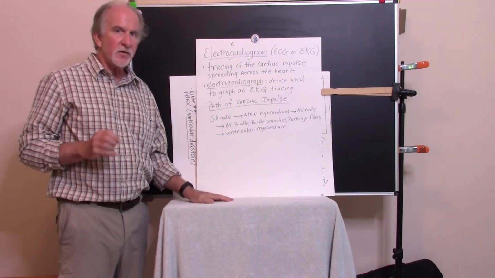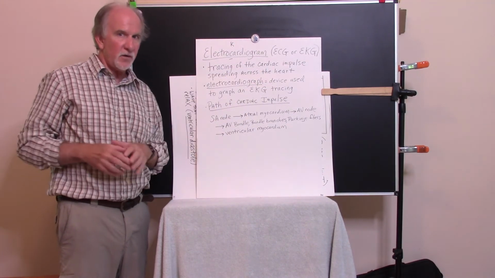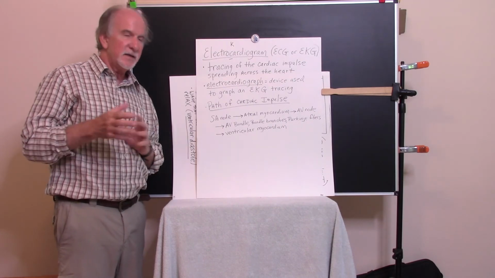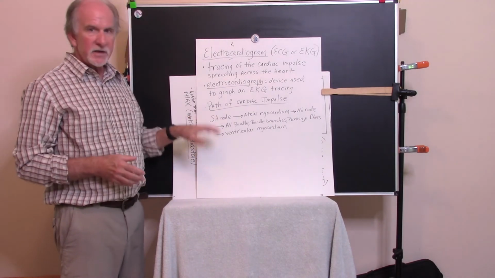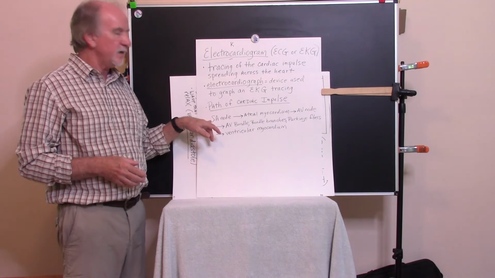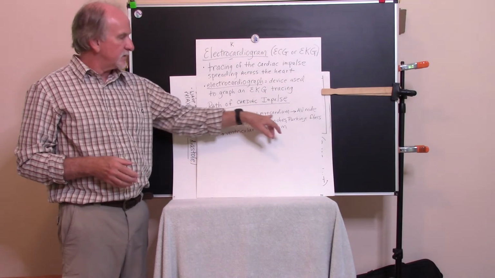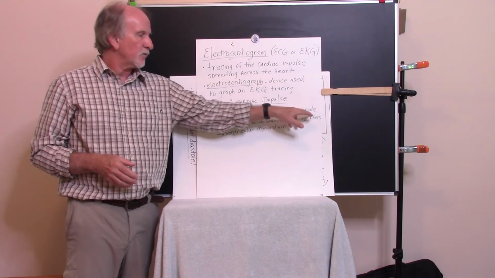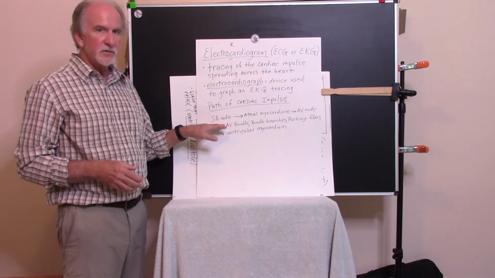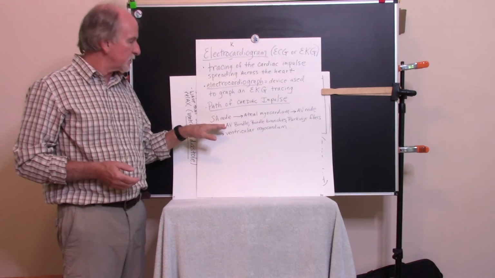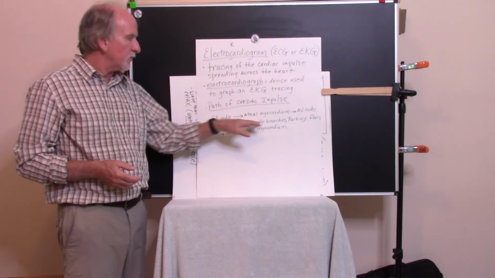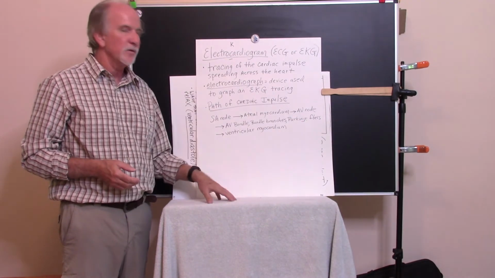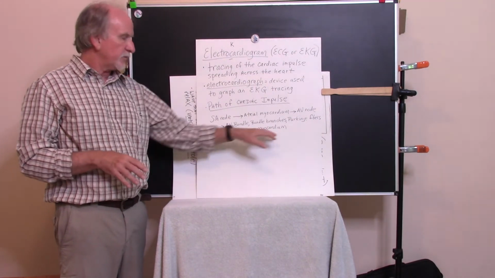The path that the cardiac impulse takes across the heart that's tracked by the EKG is: the cardiac impulse is generated by the SA node, and then it spreads across the atria, and then across the AV node into the ventricles, where it spreads by way of the AV bundle, bundle branches, and Purkinje fibers throughout the ventricular myocardium.